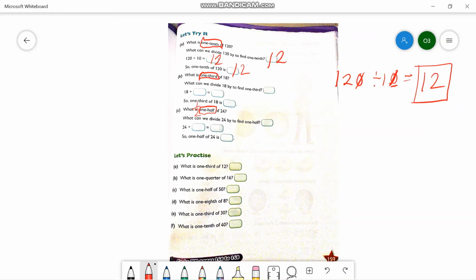What is 1/3 of 12? 1/3 of 12. So you have to divide 12 by 3. 1/4 of 16. So you have to divide 16 by 4. 1/2 of 50. So you have to divide 50 by 2. 1/8 of 8. So 8 divided by 8. 1/3 of 30. So 30 divided by 3. And 1/10 of 40 means 40 divided by 10.